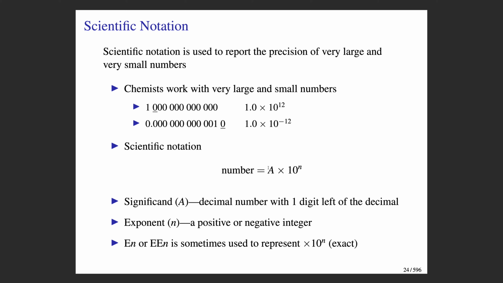And so the format that we're looking at here, this is called scientific notation. So a number is represented by a number A, which is called the significand, and it has the appearance of having 1 digit to the left of the decimal place, and then it could have any number of digits after the decimal place, times 10 to some exponent, n, where n is an integer, positive or negative. When you're working with a calculator or on a computer, sometimes the scientific notation is represented by an e to the n, where this e stands for exponent. And so just be aware of that in some notations, the times 10 to the n is actually substituted by this en, or sometimes it's EEN.